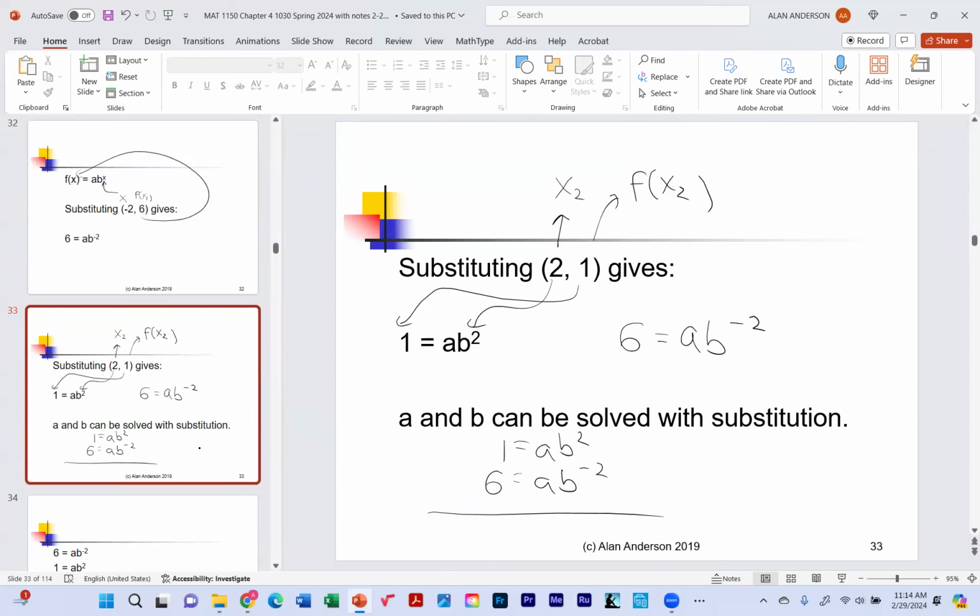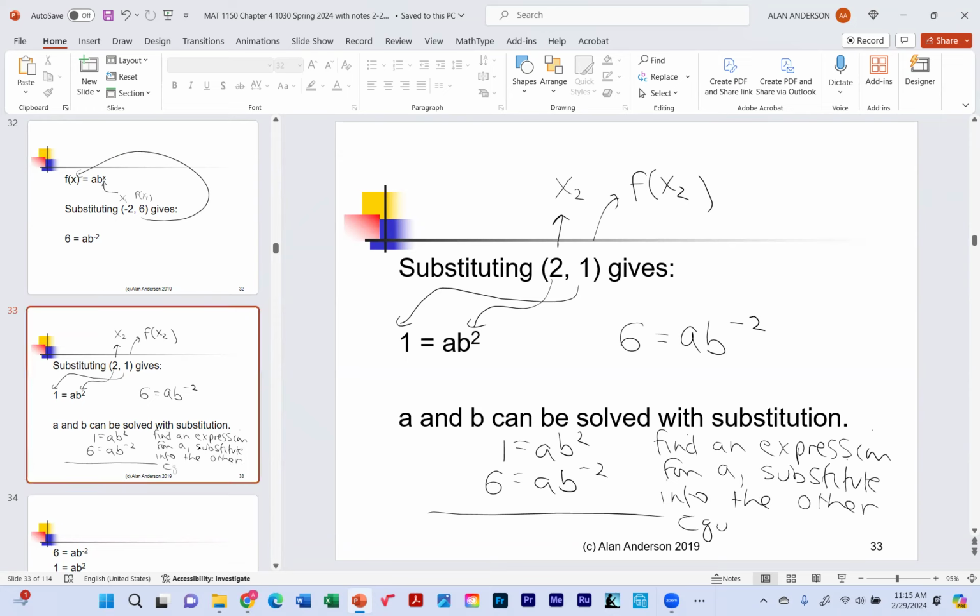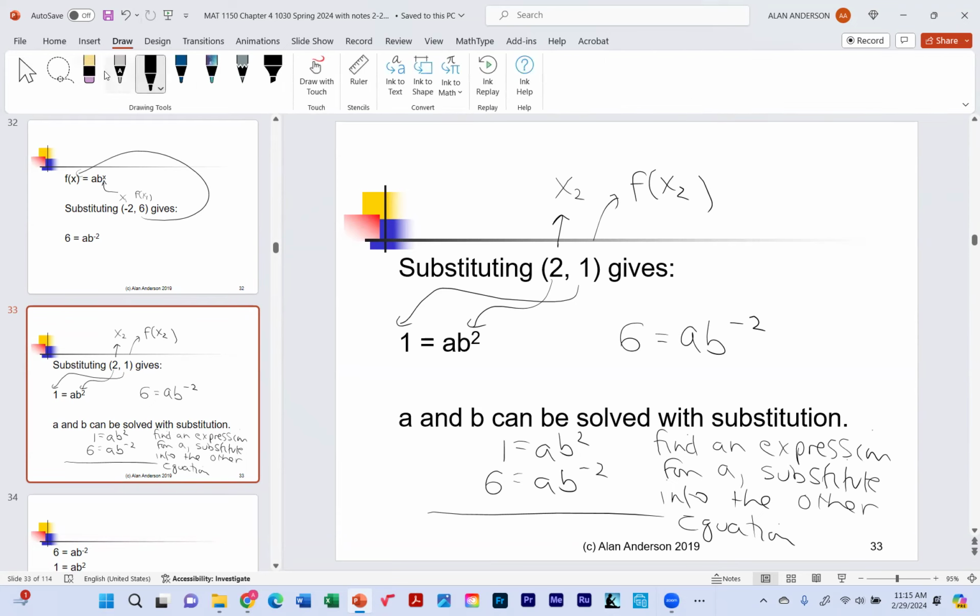What your goal is here is this: find an expression for A, and substitute it into the other equation. All right, so it sounds harder than it is. It's really more messy than anything else. It is messy, but it's straightforward too.